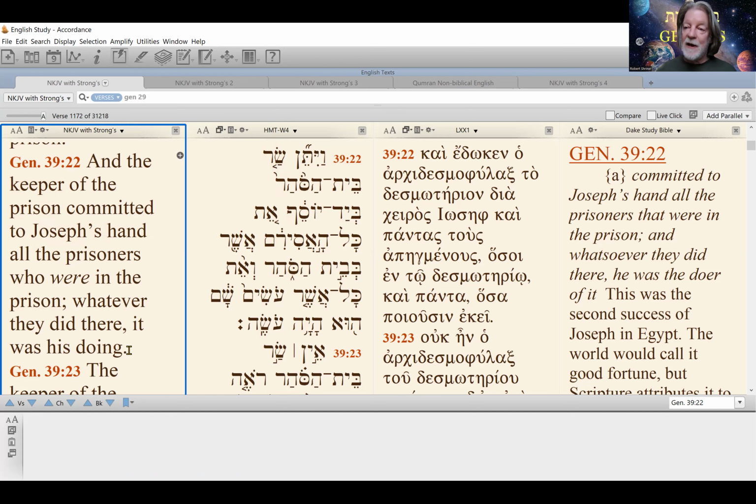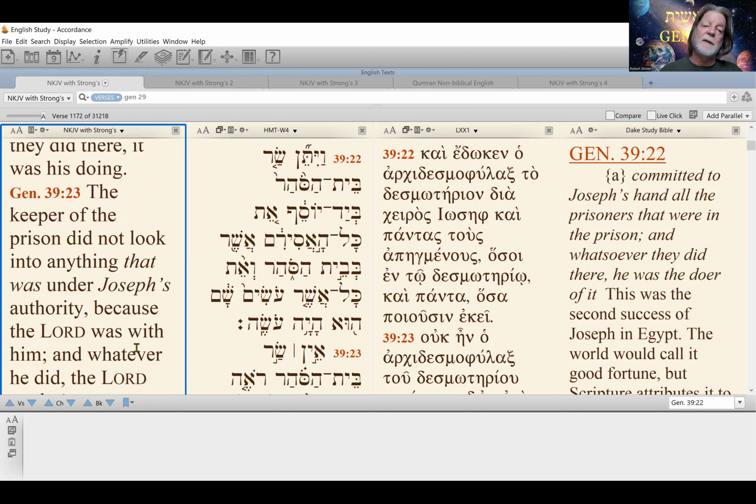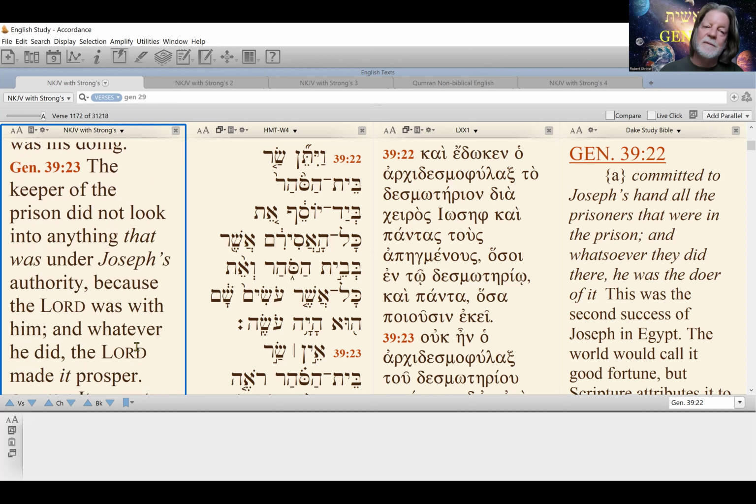Might Potiphar be the sar, like the ruler, the, what do you call it? The prison keeper, the jailer. Very well could be. And again, I think we can kind of prove that in the future. Not at this point, but in the future.